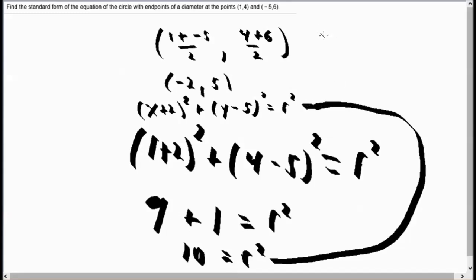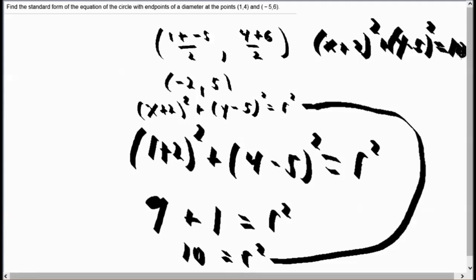So we can write our equation as x plus 2 squared plus y minus 5 squared equals 10. And that's this 10 from right down here. Okay, I think we got one more after this.